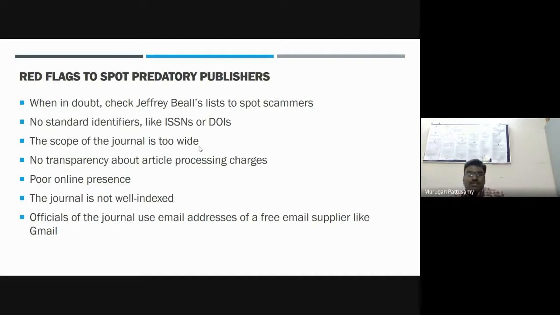Then no transparency about article processing charges. If nothing has been mentioned on the website with respect to article processing charges, but formally they send some official communication in the form of email or mobile messages stating that you have to pay this much money in order to publish your paper in so-and-so journal, then again you can doubt that journal's credibility.